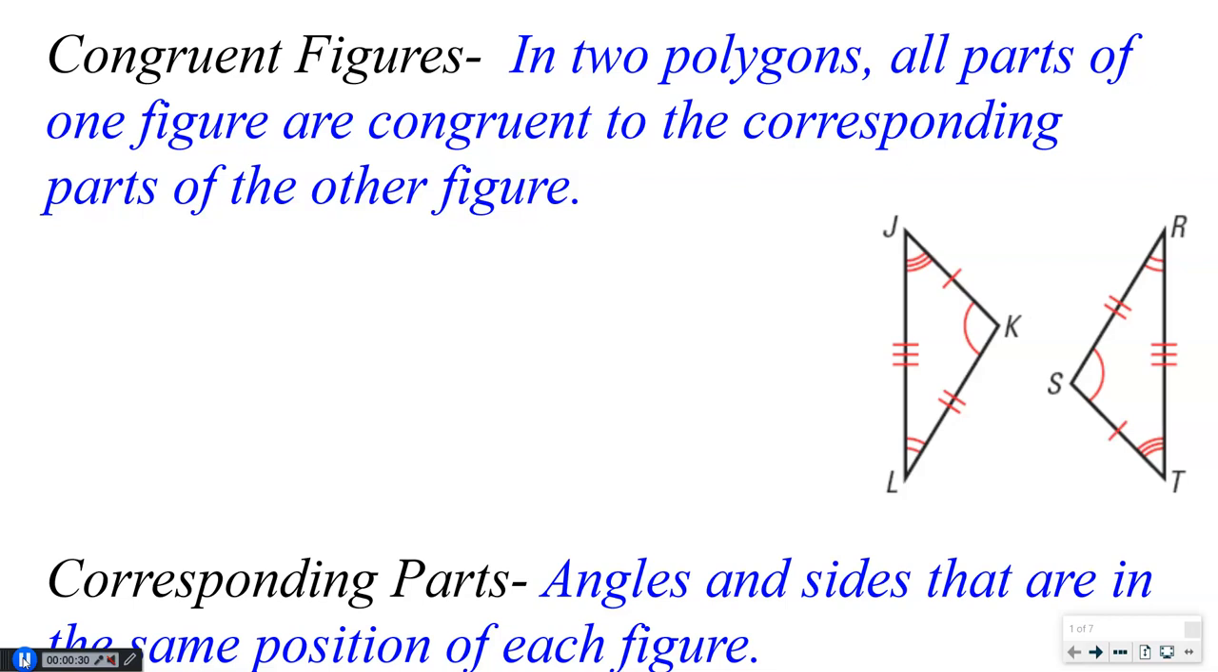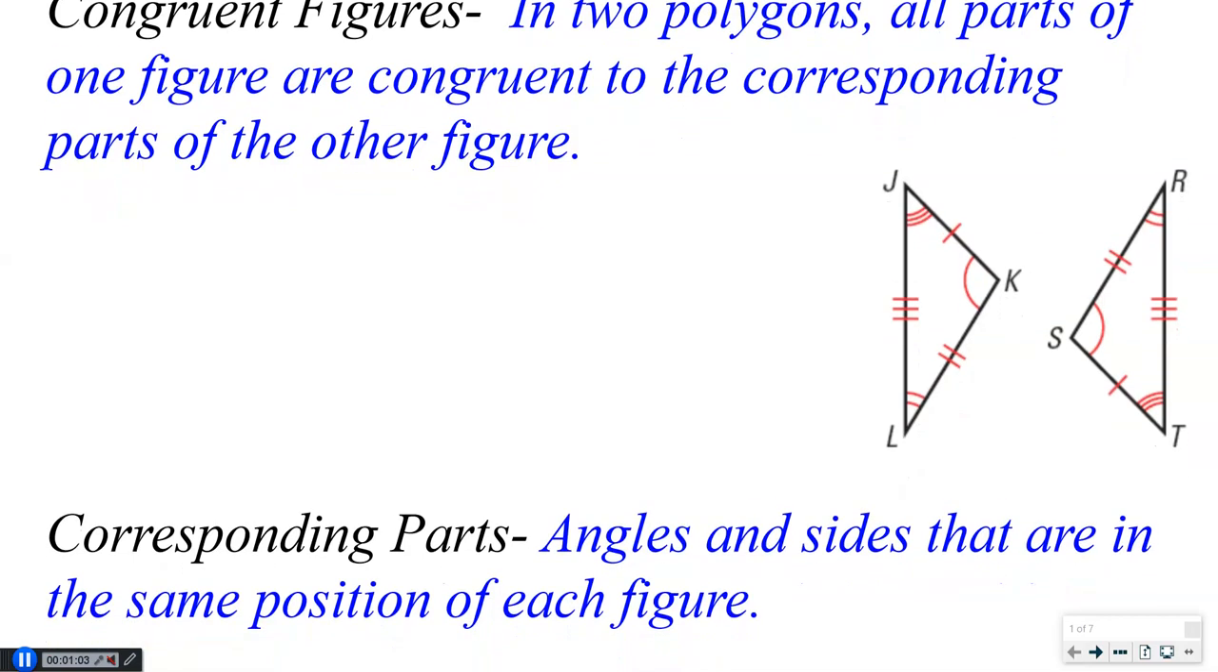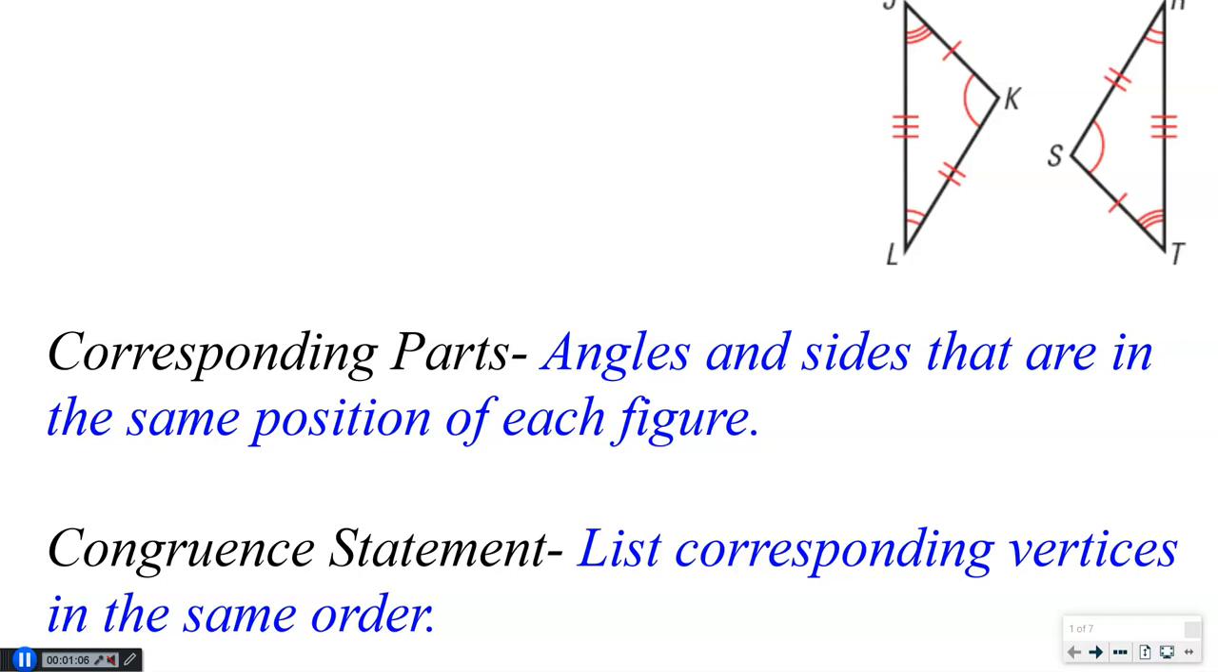of the other figure. And you can see our two triangles have all those congruent marks on them, but they're not facing the same direction. But if we were to turn that second triangle like 180 degrees so that the T is on top, the R is on the bottom, and the S is pointing to the right, you'd see that everything matches up. They all correspond with one another. So even though they're not facing the same way, there are still those corresponding parts. So corresponding parts are angles and sides that are in the same position of each figure.